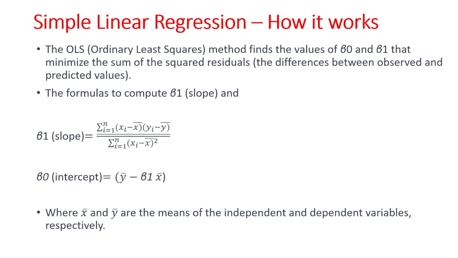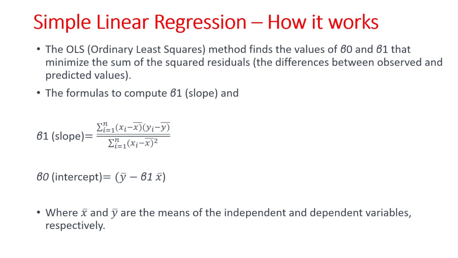And the formulas to compute the beta 1 slope and the beta 0 intercept are as follows, as you can see in this diagram, where x bar is the mean and y bar is the mean of the independent and the dependent variables respectively. So it's the ordinary least squares method which helps us find the values of beta 0 and beta 1 that minimize the sum of squared residuals, which is the differences between the observed and predicted values.